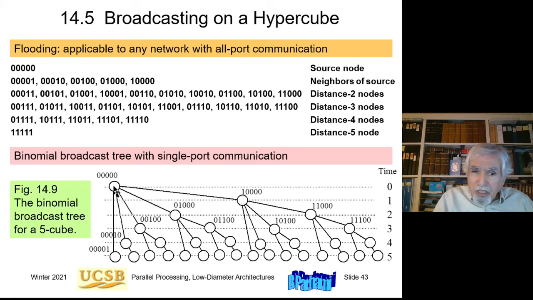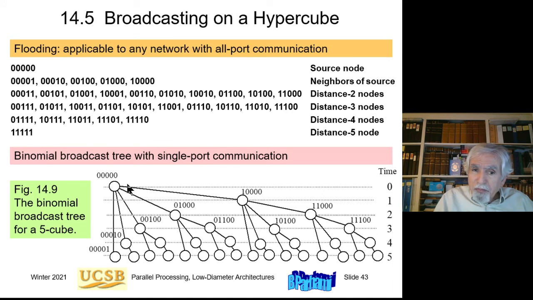So initially, one node knew what the broadcast message is. Now 2 nodes know what the broadcast message is. In the next step, each of these nodes in turn sends the message to one neighbor. This one sends it to its dimension 3 neighbor. This one also sends it to its dimension 3 neighbor. So now 4 nodes know the message. So we started with 1, 2, 4, then 8, then 16, then all 32. So it needs 5 communication steps, 1, 2, 3, 4, 5, the best possible.